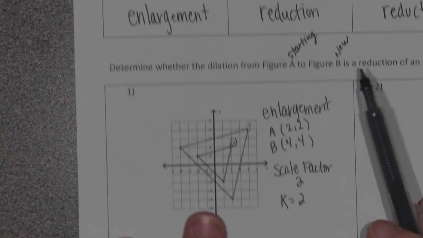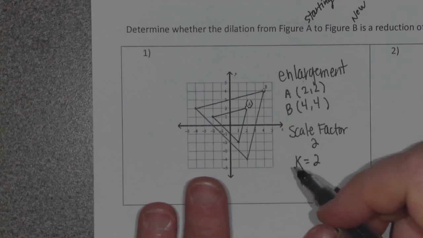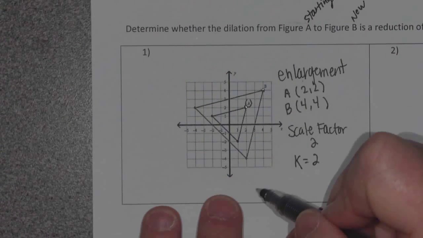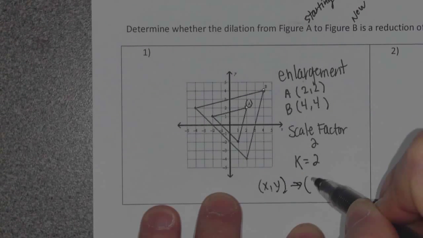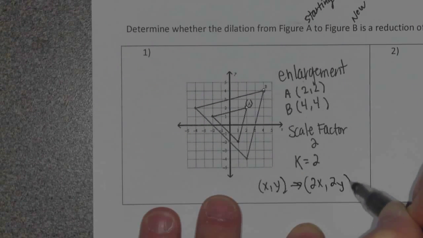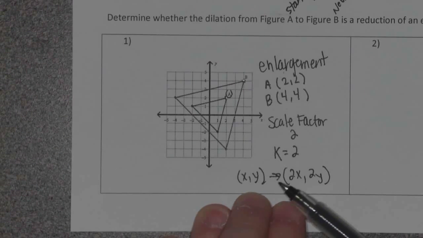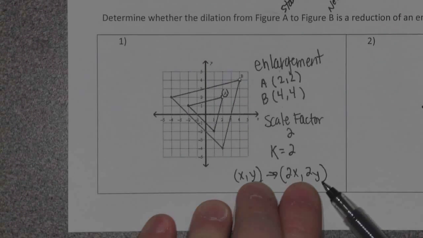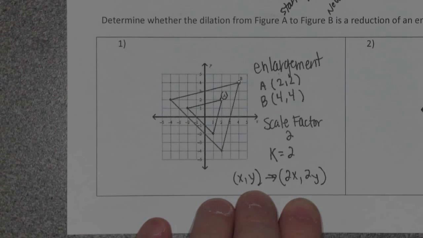And I just want to remind you from up here where it showed you that you could write your scale factor like this. I could really say what I did was I went from my x comma y's and I went to 2x comma 2y, right? This would be another way to write my scale factor, what I did with my ordered pairs to get to my new ordered pairs. You guys following me on that?